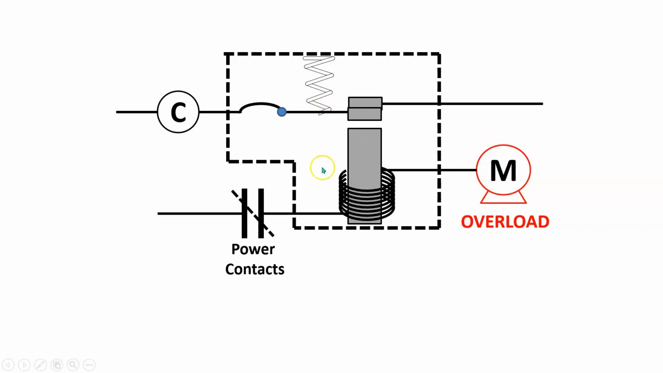These ones are really good for instantly tripping it out. Right when that current skyrockets, it's going to move these contacts. Unlike the other ones, where it has to heat up enough, and then the bimetal strip has to move, and then it's going to open up, these ones are just instantaneous. So that's nice.